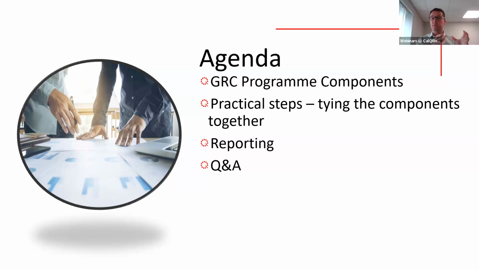We'll have a look at a relatively straightforward example, but then also maybe a more complex example where we'll talk about how we can actually tie it together from our strategic objectives right down to things like our key risk indicators and incidents and stuff like that. And then we'll move into reporting. So when we do all of this work, how do we report it to our audit and risk committee or our board or whoever it might be?